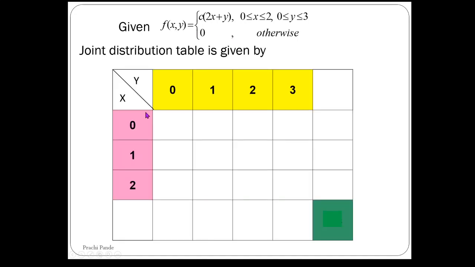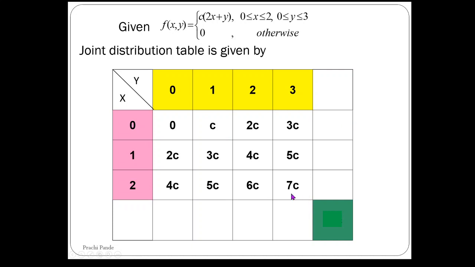As this is the example of two discrete random variables, we have to proceed with the joint distribution table. Given joint probability distribution f of xy is equal to this. The joint distribution table is given by x taking the values 0, 1 and 2, and y taking 0, 1, 2 and 3. When we substitute x equal to 0 and y equal to 0 in this function, we get probability 0. When x is 0 and y is 1 we get c, and likewise we go on substituting the corresponding values of x and y to get the probability distribution for those values.